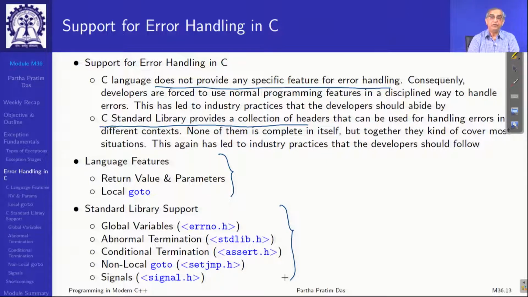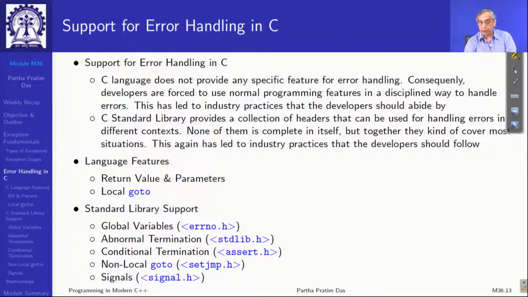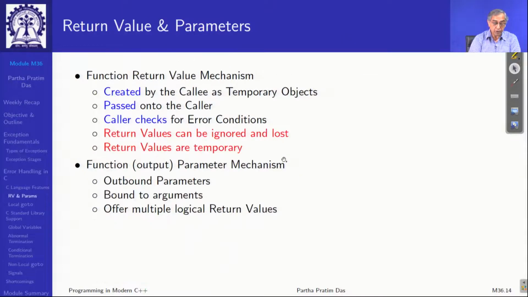Each one comes from a different library component, different headers. Some are like setjmp, assert, signal, errno. These are specifically created for error handling. The standard library of course has several other things as well. So, now we will go over and look at each one of them, what they do and how they can be used for error handling.